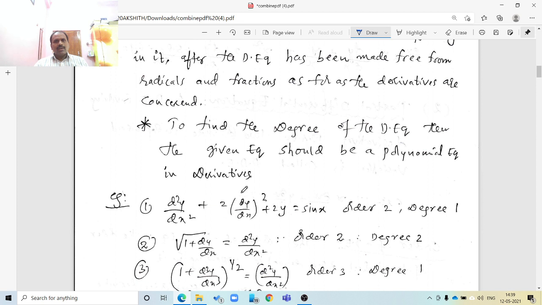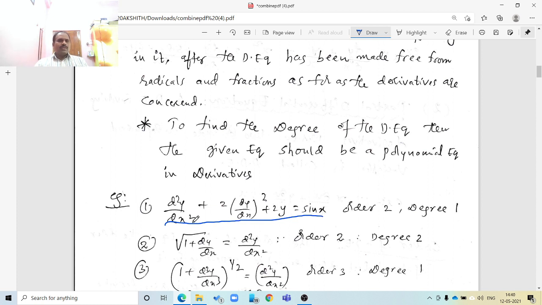But whereas if you find the degree, you just convert the given equation into a polynomial in derivatives. So that is the important thing. Now you will see some more examples here. You can write their orders and degrees also.